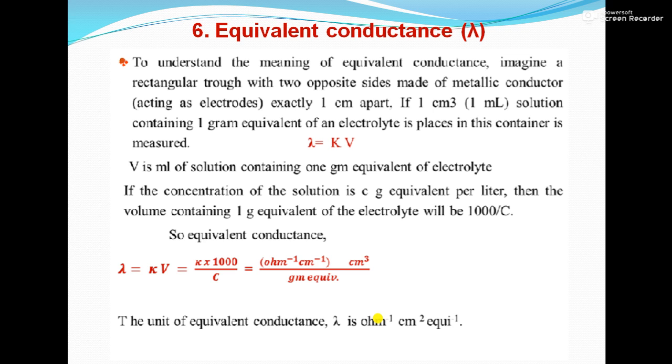So the unit of specific conductance is per ohm per centimeter. Then 1000, that is centimeter cube, and concentration is gram equivalent. So upon doing the calculation, you will get the final unit as per ohm centimeter square per equivalent, that is equivalent conductance. So how to remember? The concentration, if it is given in gram equivalent per liter, that is called equivalent conductance.